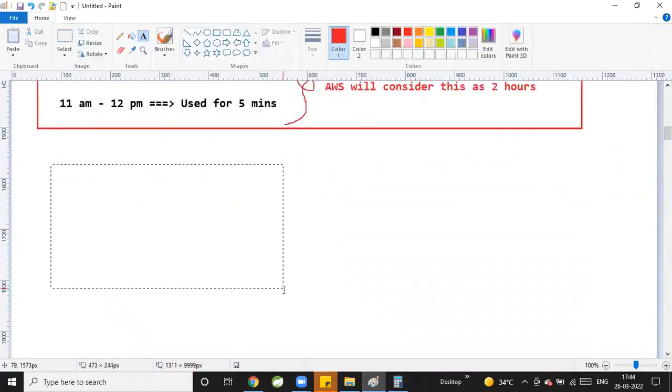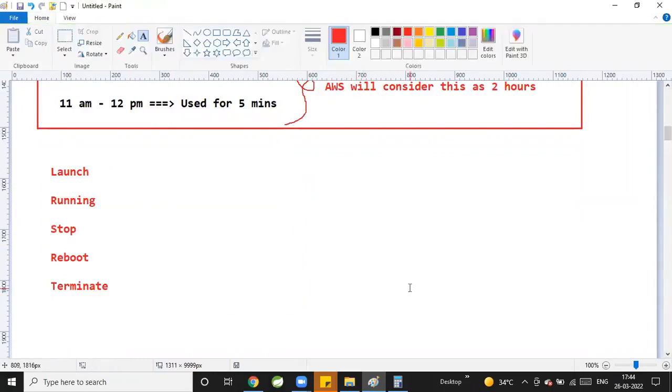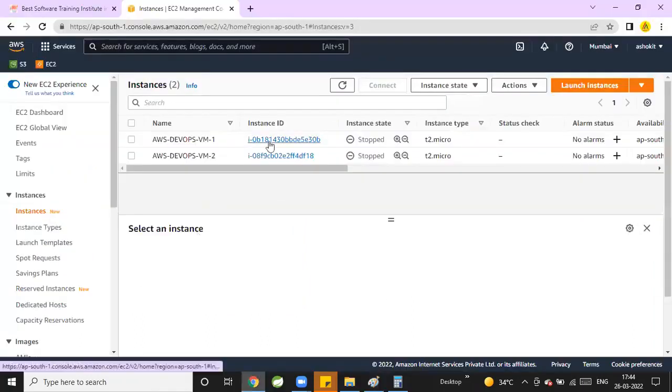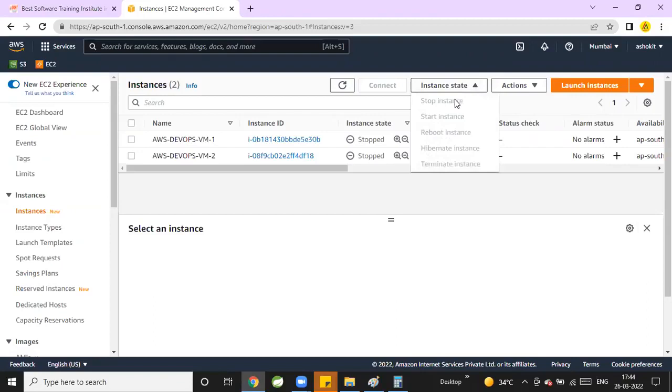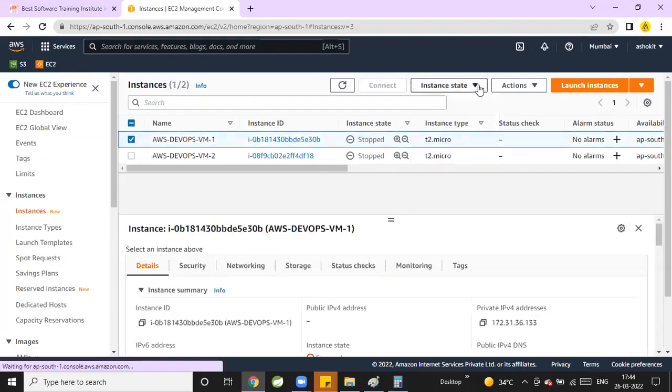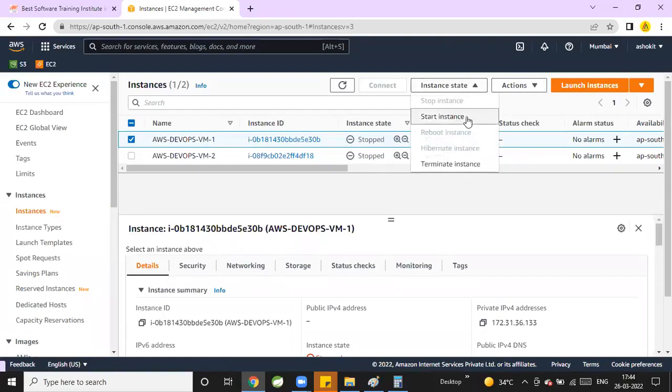Whenever you create an instance, there is an instance state option. Guys, can you see? I have an instance now. Instance state: stop, start, reboot, hibernate, and terminate. If you select the instance, it is saying start and terminate. Currently, what is the state of my instance, guys? Stop. It is stopped. It is not running. Now here, start instance, terminate instance.